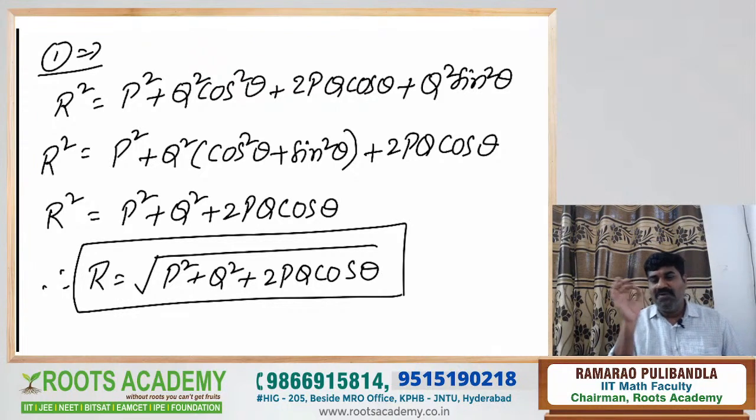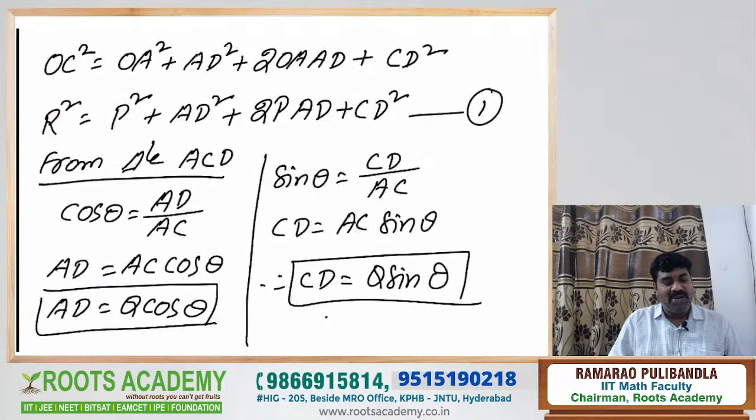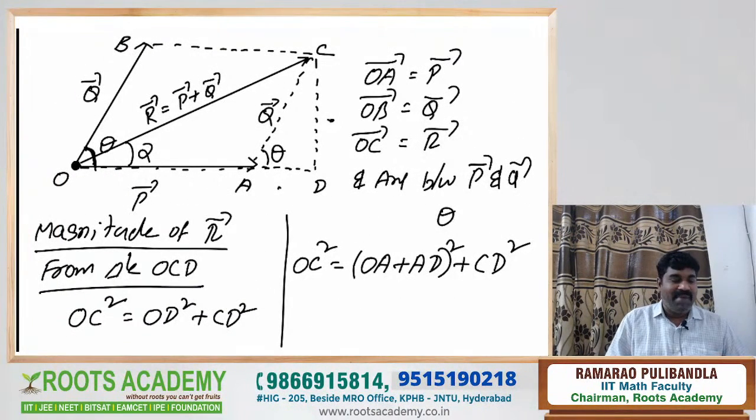What is the parallelogram law of vectors? When two vectors are represented by the two adjacent sides of a parallelogram, both in magnitude and direction, then the diagonal of the parallelogram represents the resultant of those two vectors both in magnitude and direction. This is called the parallelogram law of vectors. Here this is the magnitude.